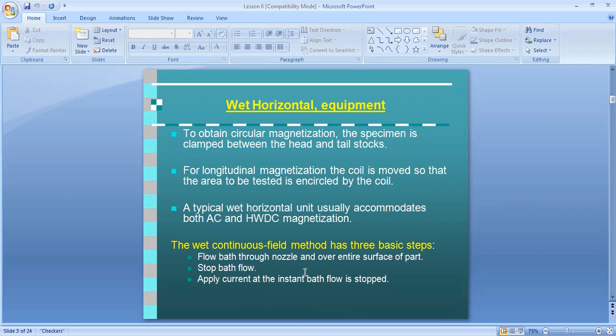See here the sequence of flow. Flow the bath through the nozzle over the entire surface of the part. First we apply the bath on the job surface, and then stop the bath flow and apply current at the instant the bath flow is stopped. Means immediately after stoppage of the bath flow, we have to apply current. In short, the continuous method means while current is flowing, bath is also on the surface of the component.